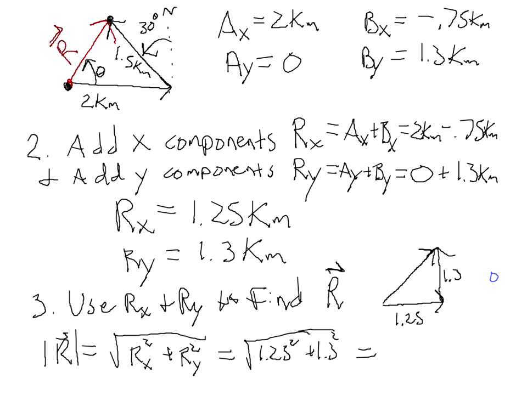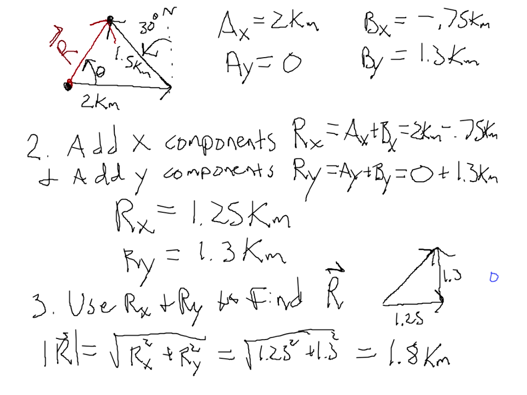So 1.25 squared is 1.563. Add that to 1.3 squared, which is 1.69, giving 3.25. Take the square root and you get 1.8. The magnitude of vector R is 1.8 kilometers.